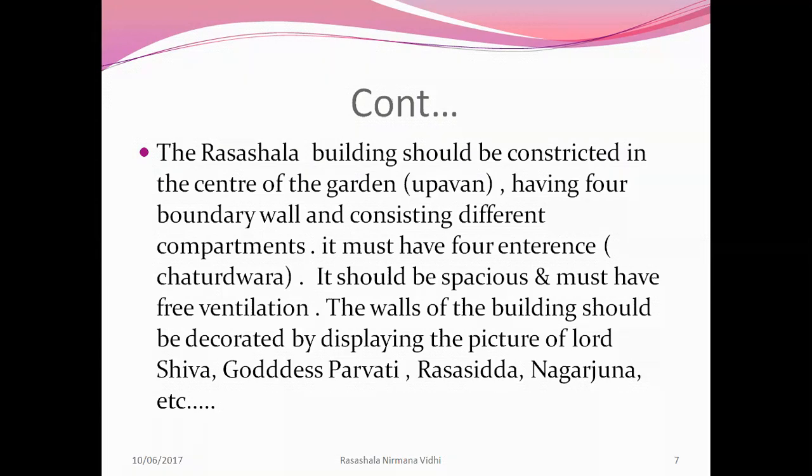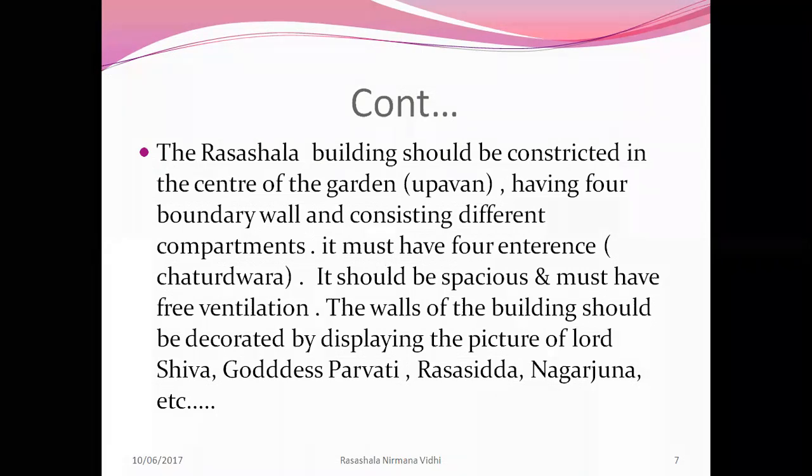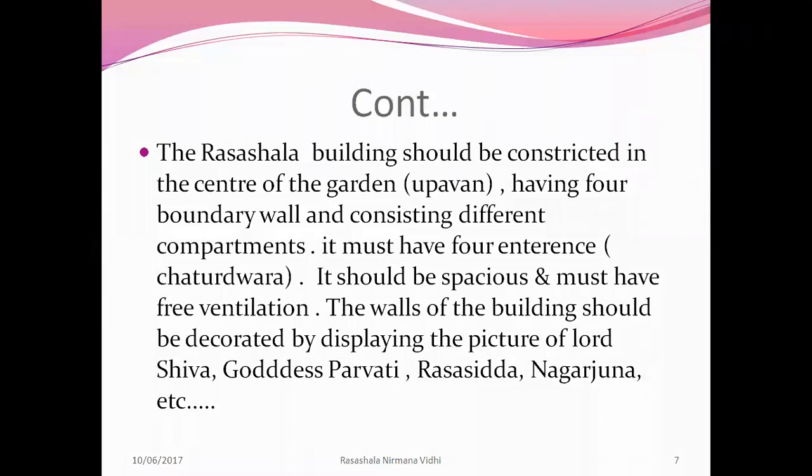In the middle of the garden, that is upavana. So we need to construct the pharmacy building with four boundary walls, having different compartments, having different chambers. We need to construct a big building in the center of the garden, having four boundary walls and four main entrances, that is chatushdwaraha. So the compound should be big and it should have four main entrances, that is chaturdwara yuktam. Atyanta upavane ramme chaturdwara upashobhite tatra shala prakartavya. In such a place we need to construct the building.